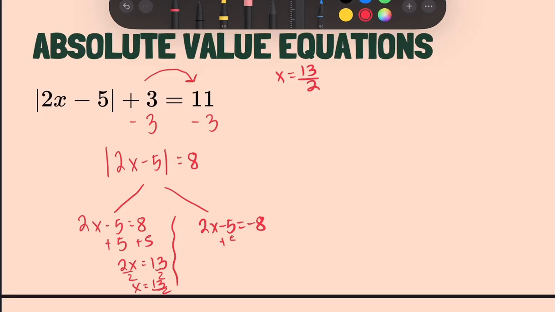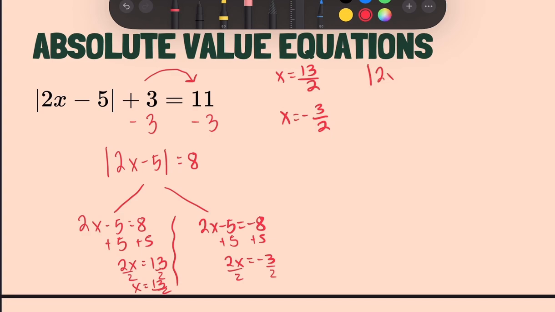Here I'm going to add 5 as well, and I get 2x is equal to negative 3. I'm going to divide it by 2, and I get x is equal to negative 3 over 2. Well, let's check. Let's plug it into our original equation.